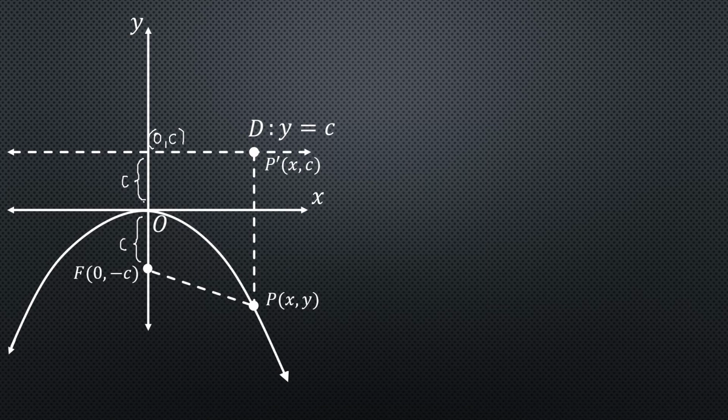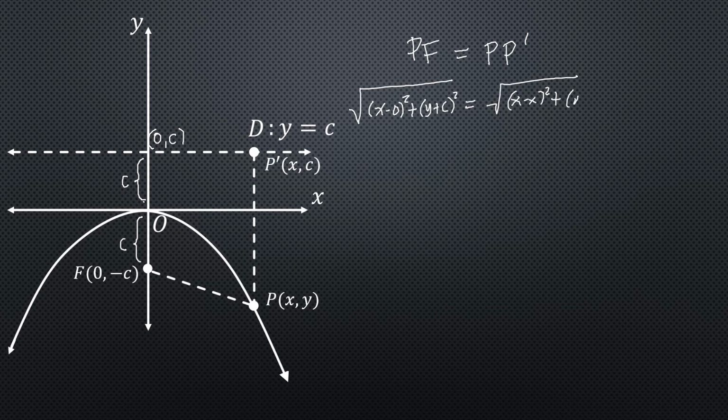Using the distance between 2 points, we have PF, that's the distance between the points P and F, is equal to PP prime. That is the distance between the points P and P prime. So we have the square root of x minus 0 squared plus y minus negative c squared, that will be y plus c squared. For P prime, we have x minus x squared plus y minus c squared.